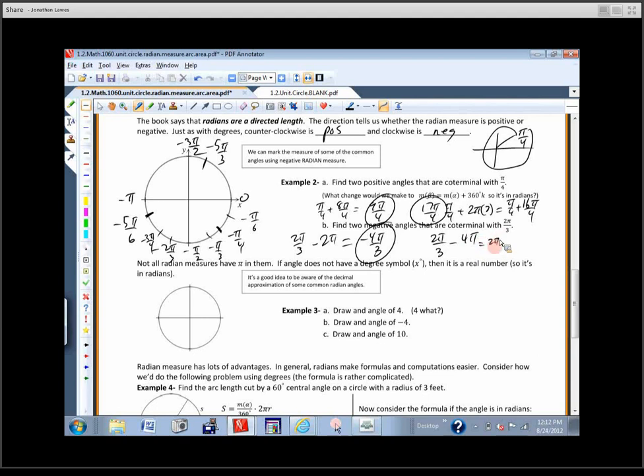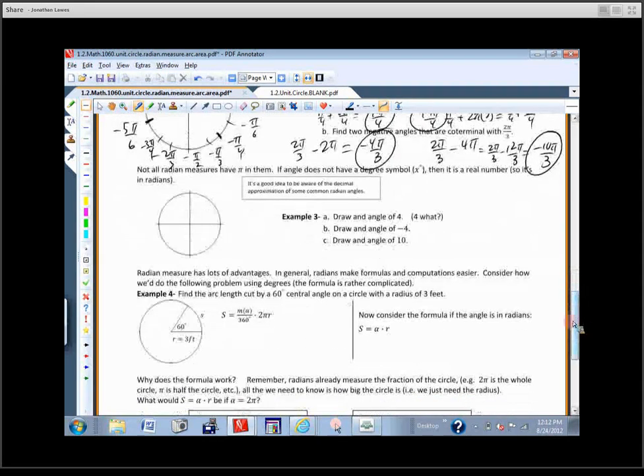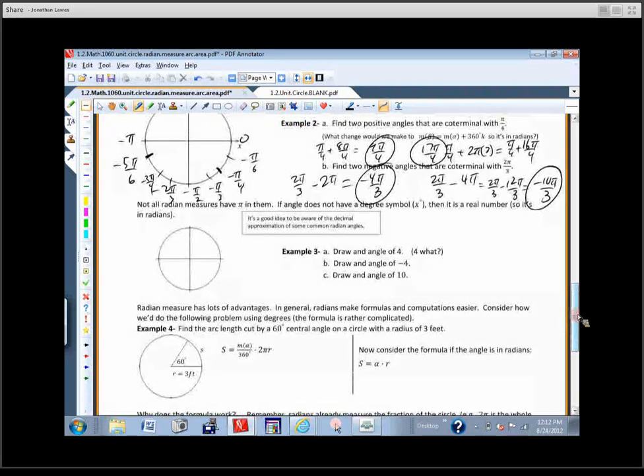In thirds, what is 4? Yeah, this is 2 pi thirds minus 12 pi thirds. So this is going to be negative 10 pi thirds. Okay? All right. Any questions? Doing all right? Okay, let's take a look at the next one.